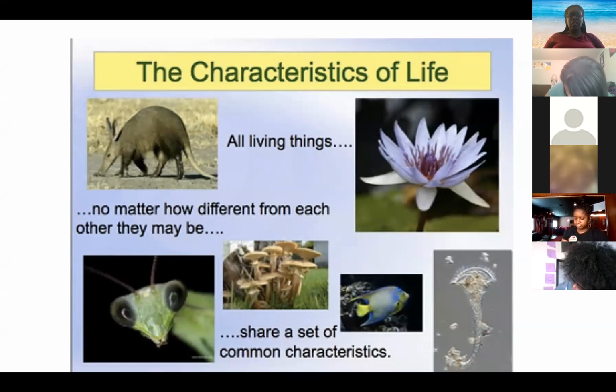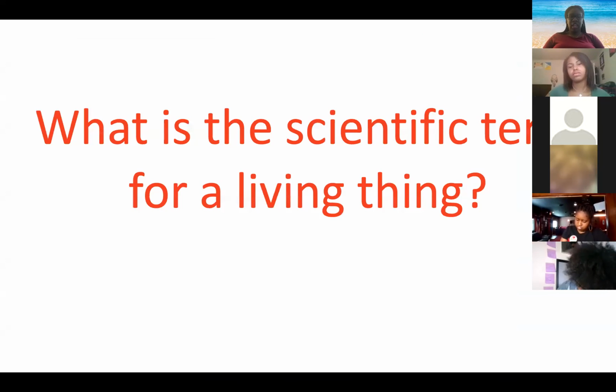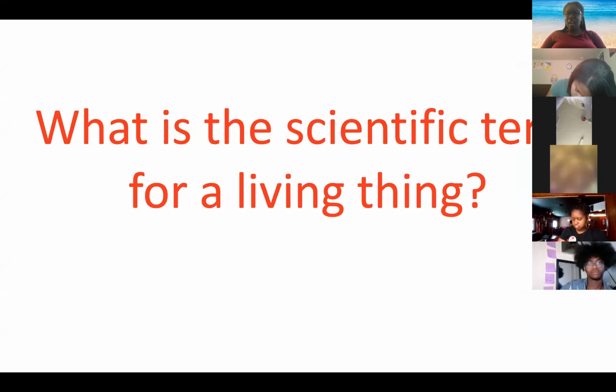Okay, so all living things, no matter how different from one another they may be, must share a common set of characteristics. This is what we're establishing today. And I keep using this term organism. The scientific term for a living thing, write this in your notes, is organism. When I say organisms, I'm not talking about something that's foreign, that you can't quite imagine. The scientific term for anything that's alive is an organism.